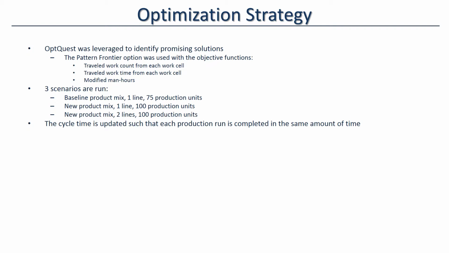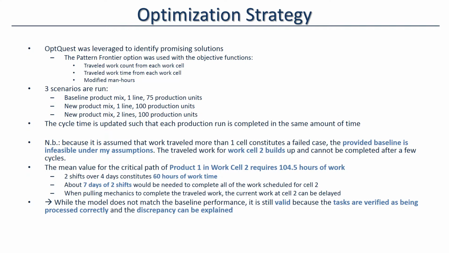To optimize the model, we leveraged OptQuest and the Pattern Frontier option, and we ran 3 scenarios based on the baseline and new product mix with 1 and 2 lines. The cycle time is updated such that it's the same for each. Because we assume that work traveling more than one cell is a failed case, the provided baseline is actually infeasible. This is due to work cell 2 building up traveled work and not maintaining feasibility.